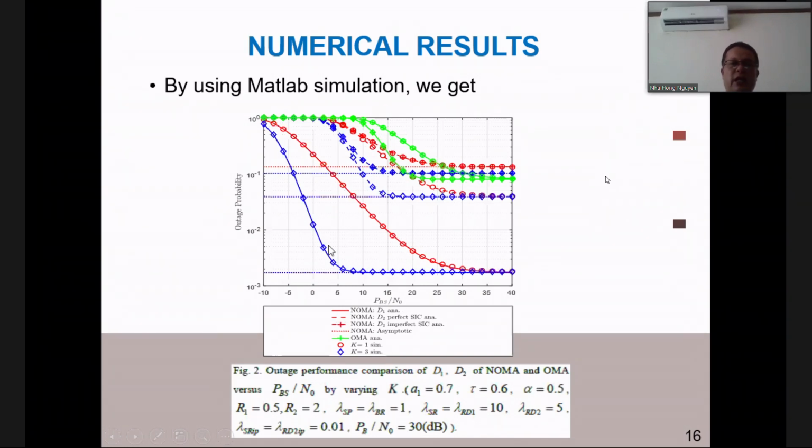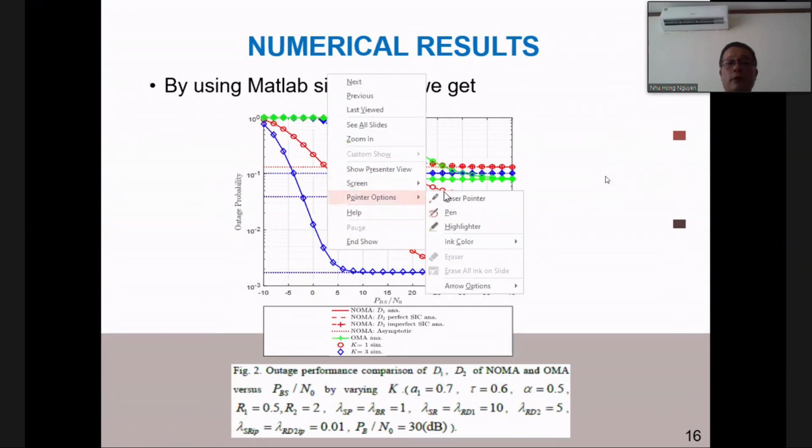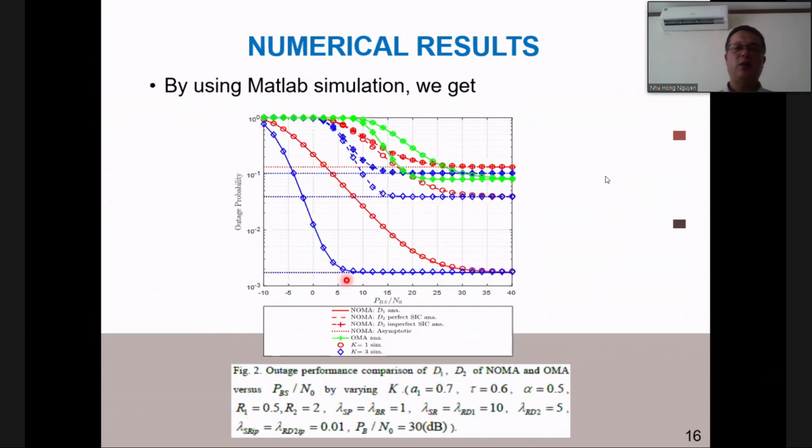We can see with three antennas and one antenna K with NOMA, and three and one antenna with OMA.